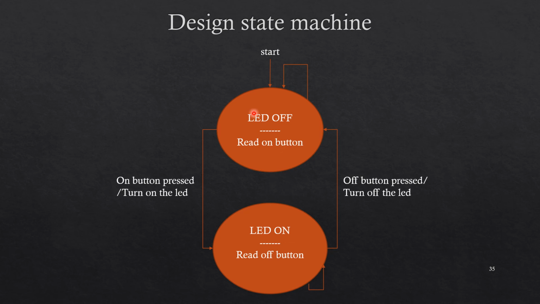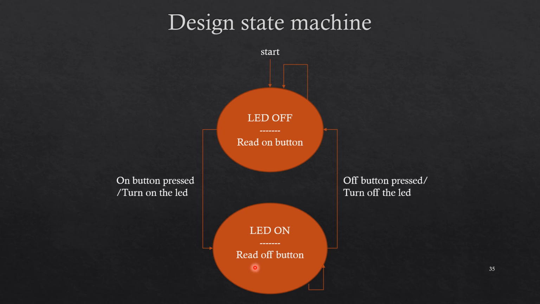So when the LED is off, we read the on button, and we don't bother reading the off button, because it doesn't make any difference if you are already in the LED off state and you have pressed the off button again, then you would be in the same state again. And because we have a loop, that is already happening. So we have removed reading the off button from the off state, and therefore we have optimized the application again.